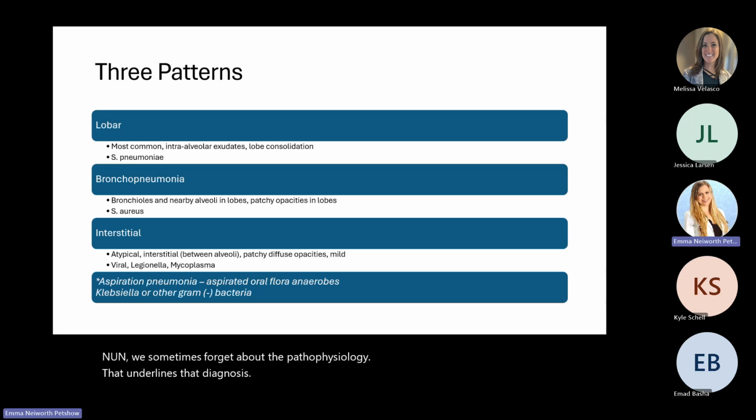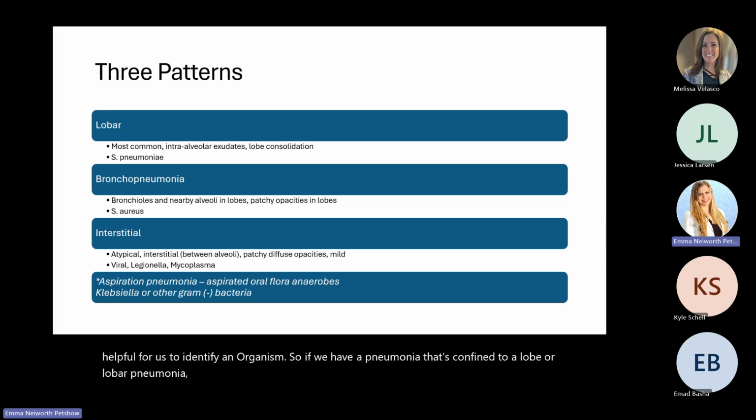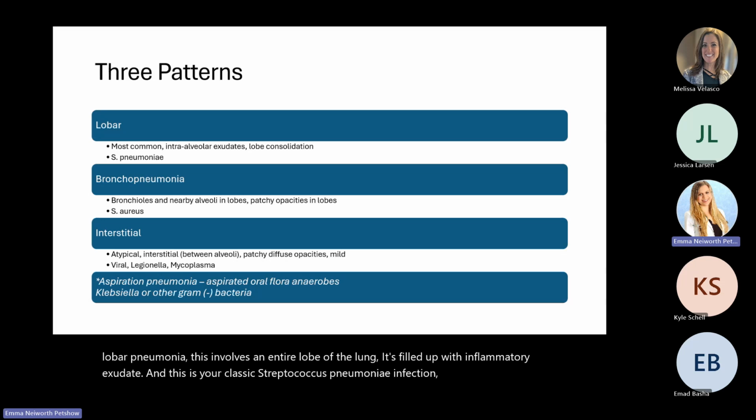So these are the three patterns I'm talking about. Understanding patterns is really helpful for us to identify an organism. If we have a pneumonia that's confined to a lobe, or lobar pneumonia, this involves an entire lobe of the lung. It's filled up with inflammatory exudate, and this is your classic Streptococcus pneumoniae infection. So when you think of strep pneumonia, it's your classic lobar pneumonia. Your full lobe is filled up with gunk.